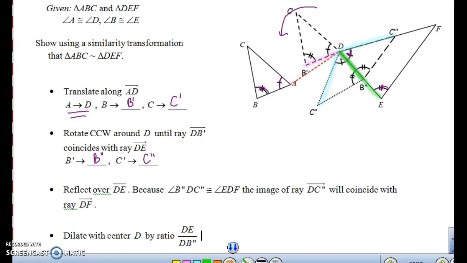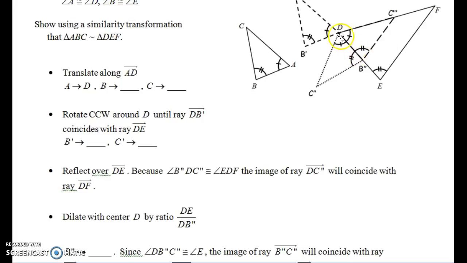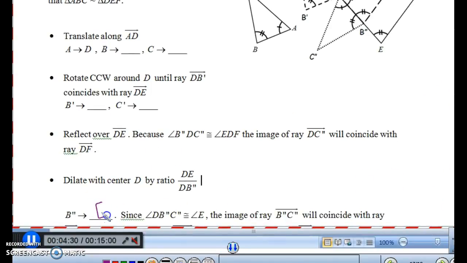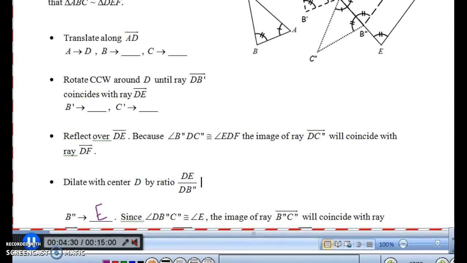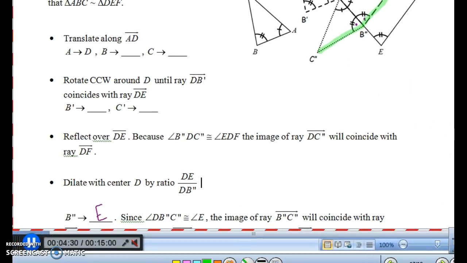So we're going to make it bigger. Now by doing the dilation so that DB double prime becomes DE, that means that B double prime will now become E. And since we know that these two angles right here, DB double prime C double prime, and these right here are congruent because the angles stay congruent when we do the reflection. Since those two angles are congruent, that means that this B double prime C double prime will coincide with this right here. So those will coincide there as well.